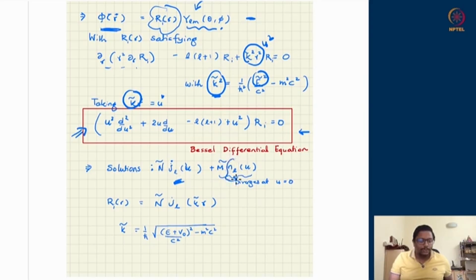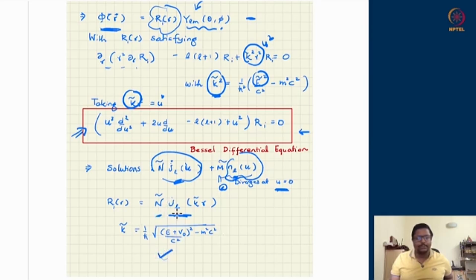It so happens that one piece of the solution, which is NL, diverges at u equal to 0, at the center. I do not want that. I want my solutions or the wave function to be regular everywhere inside. So therefore, if this term should not appear, that means its coefficient should be 0. So all I am left with is the first piece. The radial part should be just the JL(k tilde r), where k tilde is this.